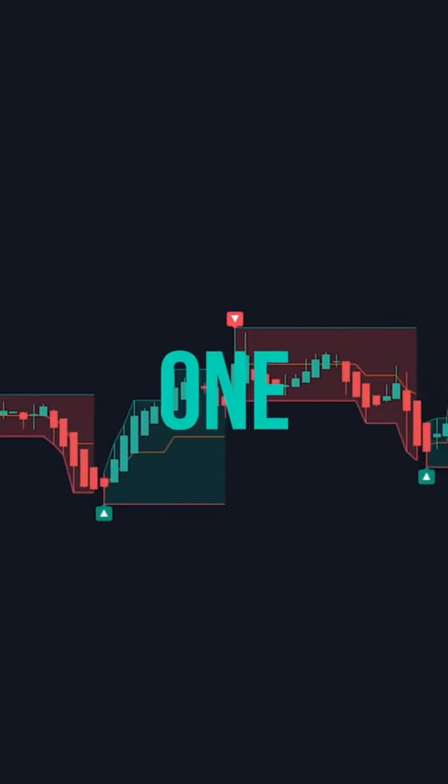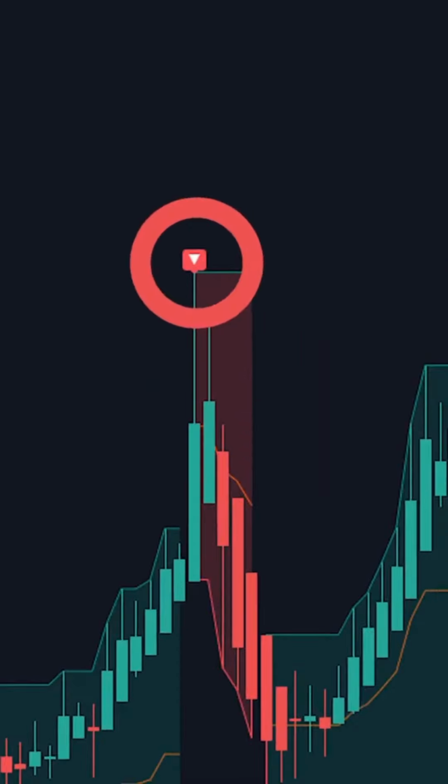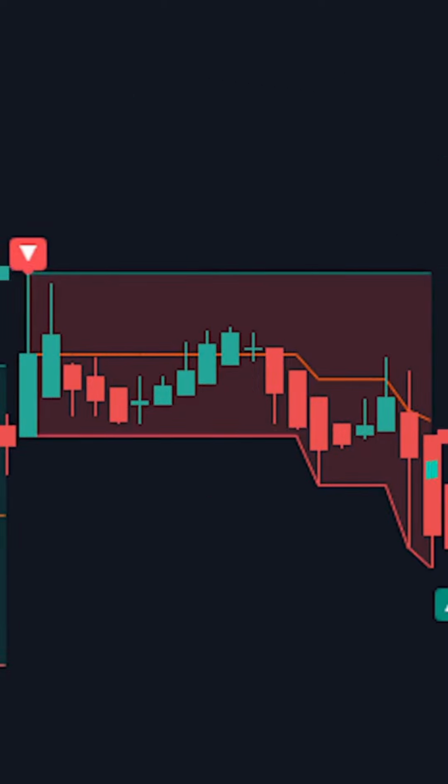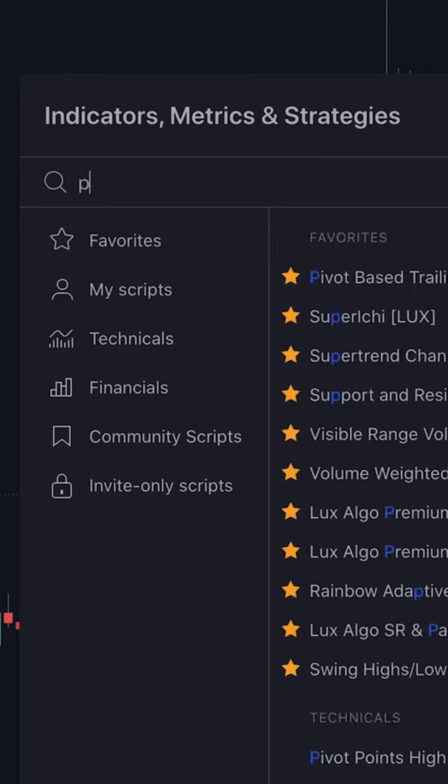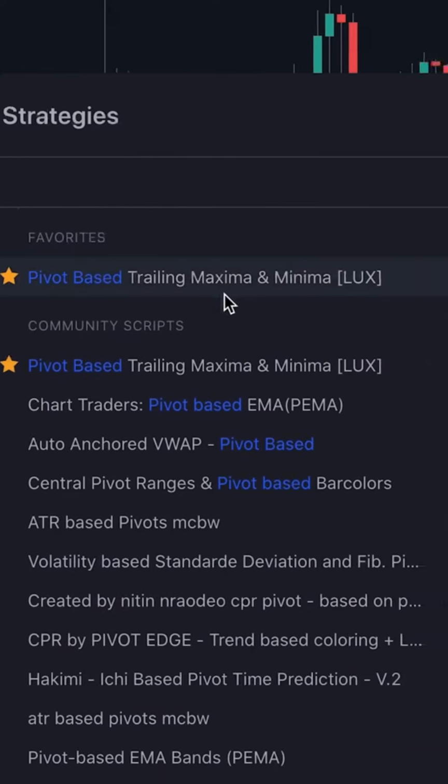Here's how I use this one indicator to see market highs, lows, and SR levels on any chart. First, go to TradingView, then click the Indicators tab and search Pivot Based, and make sure it's this one by Lux Algo.